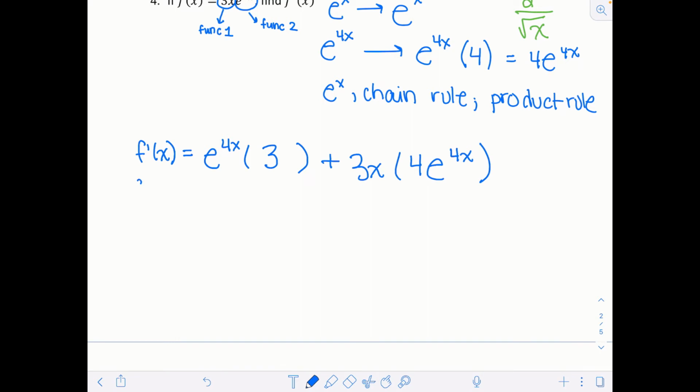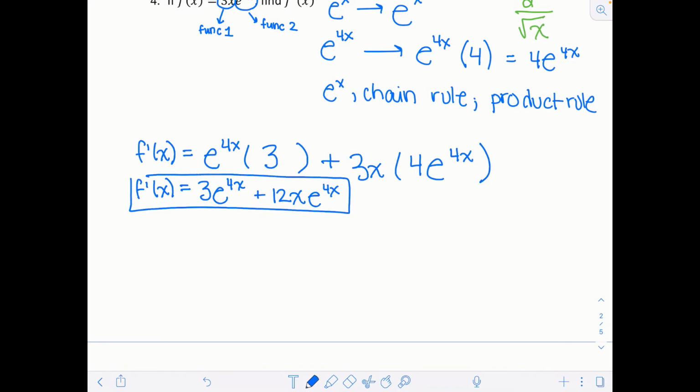There's not much I can simplify here, but I can do a little bit of combining. So I'd say the final answer here, we could write it as 3e to the 4x plus 12x e to the 4x. And there is some stuff that we could simplify here. You can honestly, since they both have a 3 and an e to the 4x in there, you could factor that out, but you don't need to do that. I'll go ahead and write that just in case you're curious.